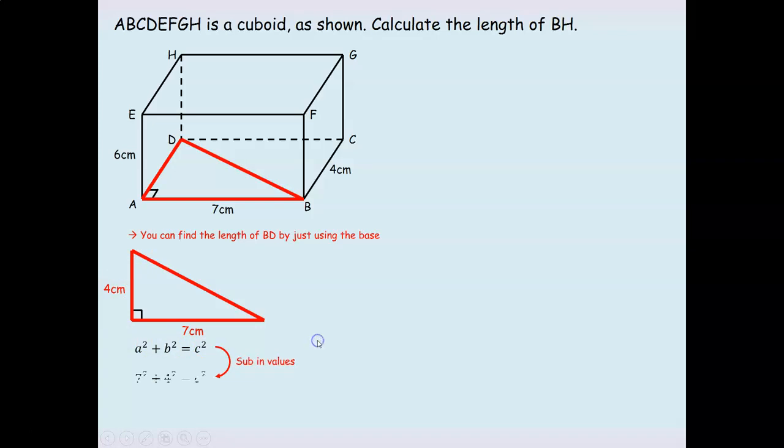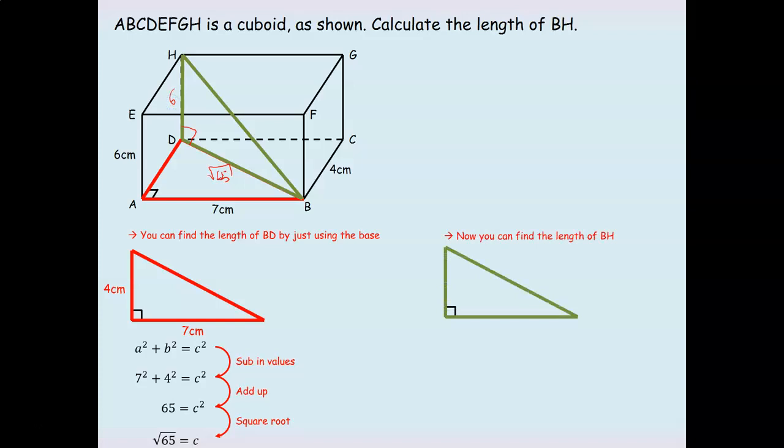Substitute in the values I know, evaluate the squares and add them together, and then square root. So I know that c is the square root of 65, and I'm going to leave it as the square root of 65 for now. Let's label that on the diagram. That's some pretty rubbish writing, sorry. Now hopefully you can see that I've got another right-angled triangle here. Remember, I'm looking for BH. I now have BD. I also have DH because it's 6.